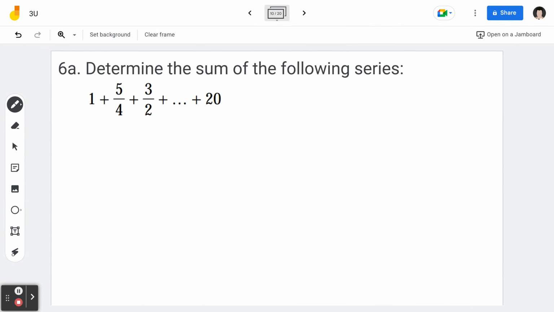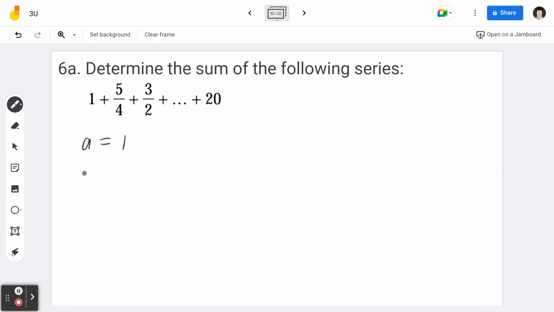Example 6a, determine the sum of the following series. So again, we did not tell you if it's going to be geometric or arithmetic. So you've got to figure out which formula am I using? Well, let's go back to the beginning. Step 1, a is going to be 1. The next question becomes, am I adding or am I multiplying to get to the next term? Meaning, am I looking at a common difference or a common ratio?